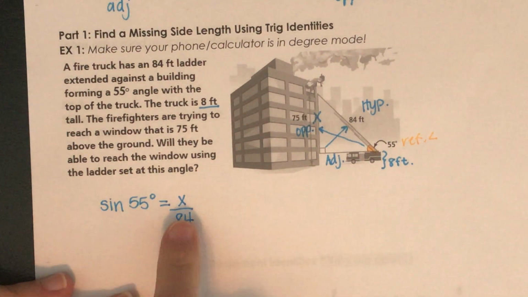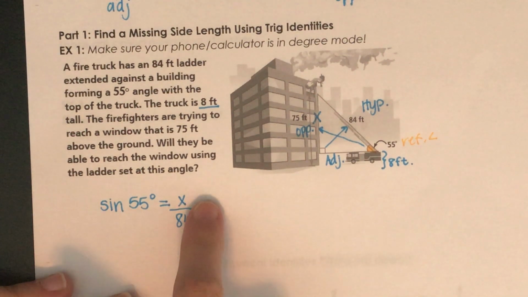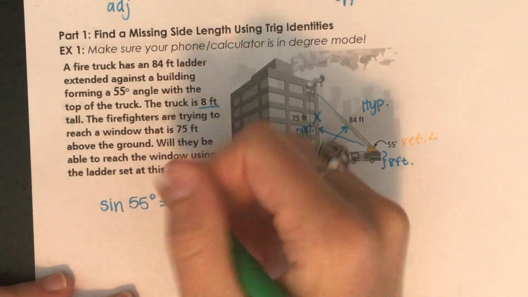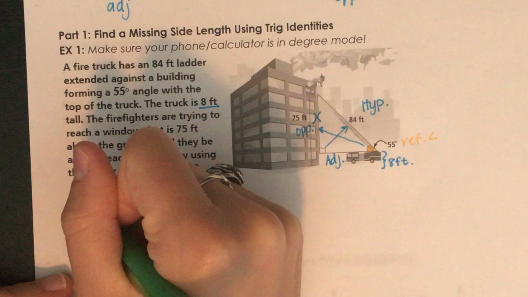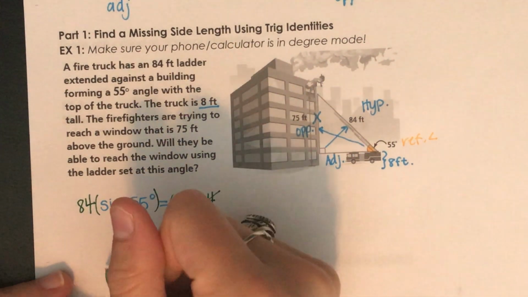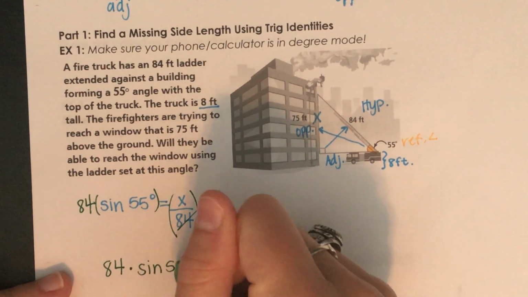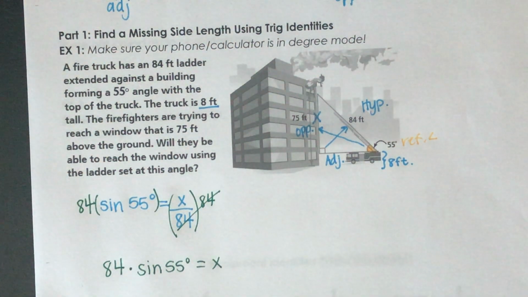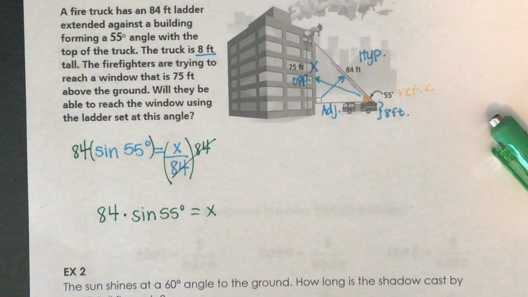Cool. And from here, I'm just going to solve for x. So this is x divided by 84. To get rid of divided by 84, I'm going to multiply both sides by 84. Okay, right? Because whatever I do on one side of the equation, I have to do to the other. So my 84's cancel. I'm left with 84 times the sine of 55 degrees equals x. And now from here, I just have to put that into my calculator. So let me show you how we put that into our calculators.